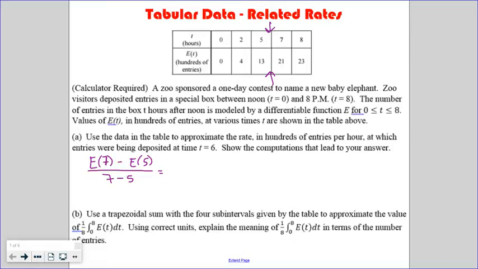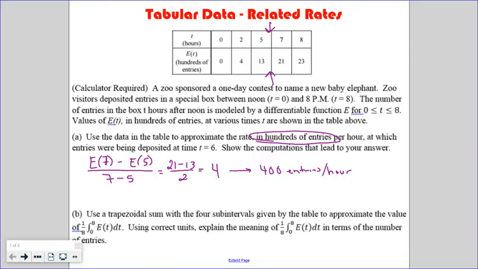so we're sandwiching that time 6, over 7 minus 5. Grabbing those values from the table, we'd have 21 minus 13, which would be 8, divided by 2 is 4. And again, this is in hundreds of entries per hour, so that's 4, or 400 entries per hour.